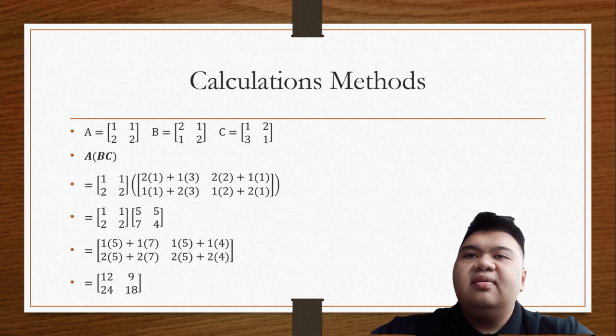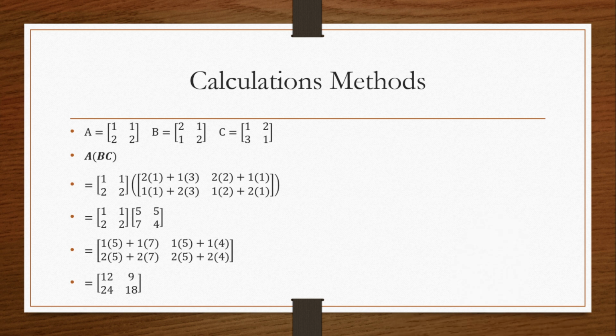How do we solve this? Firstly, we must open bracket 1 1 2 2, 2 1 1 2, then close the bracket, then 1 2 3 1. After that, we must do multiplication, row times column. The video has a technical problem, so I write it down. First row is 1 2 plus 1 1, 1 1 plus 1 2. Second row is 2 2 plus 2 1, 2 1 plus 2 2. Now we go back to the video.